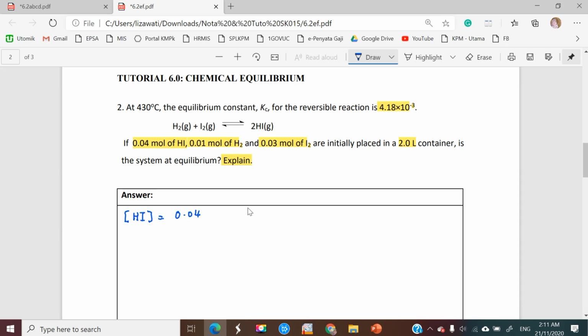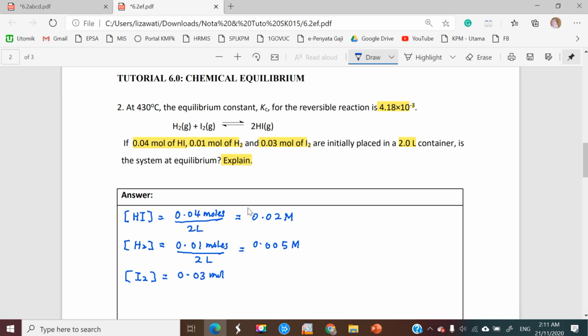So 0.04 moles divided by 2 liters, we get 0.02 molar. As for H2, 0.01 moles over 2 liters, you get 0.005 molar. As for the initial concentration of I2, 0.03 moles over 2 liters, you get 0.015 molar.